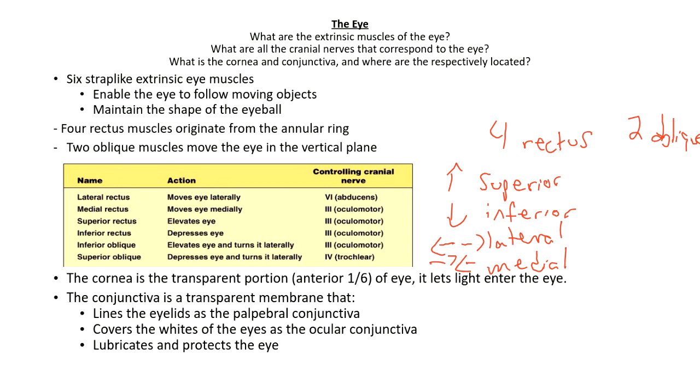Okay, next we have our obliques. Superior, inferior. Now these muscles move the eye in the opposite direction. So the superior oblique moves the eye down and lateral. The inferior oblique moves the eyes up and lateral. Okay?